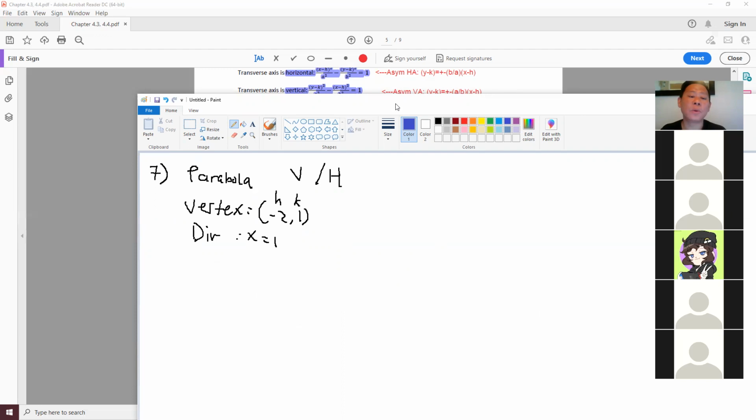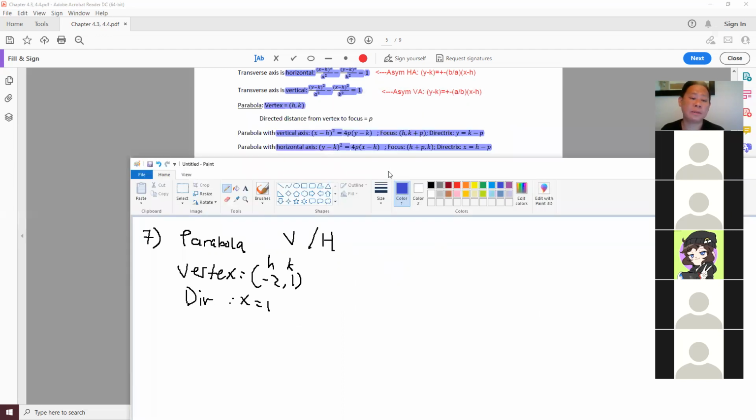So does anyone know how we get this? How do we know whether this is horizontal or vertical if I give you a parabola? Which determines it, the vertex or the directrix?